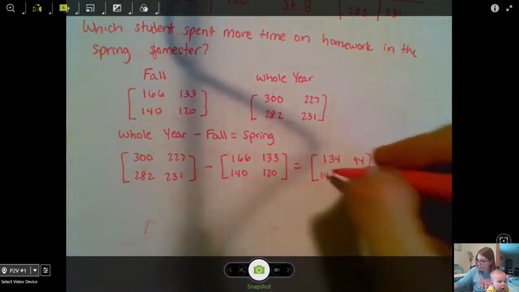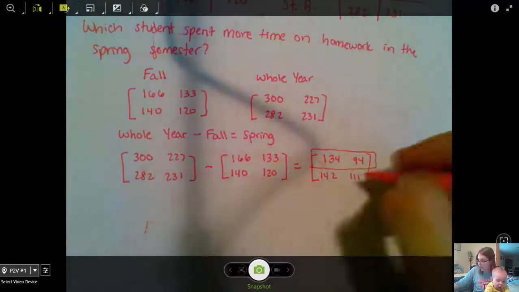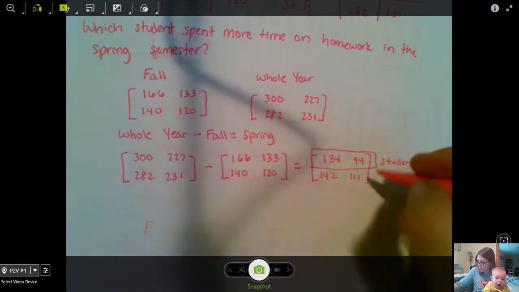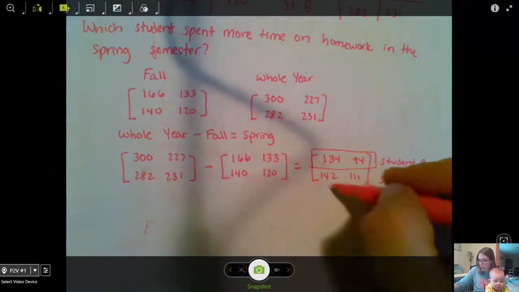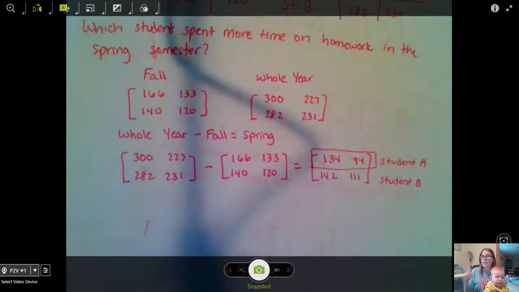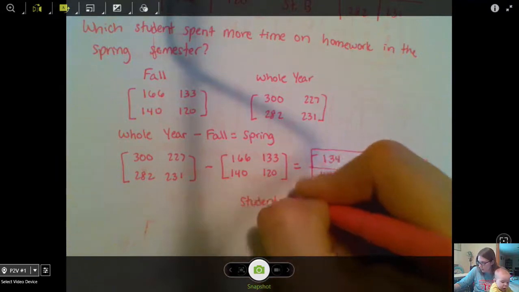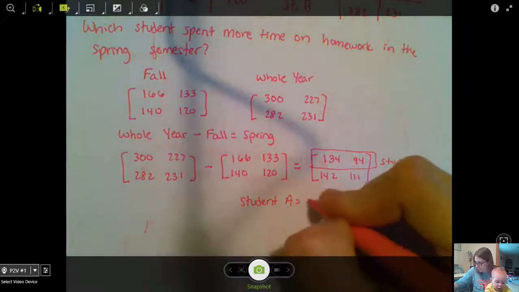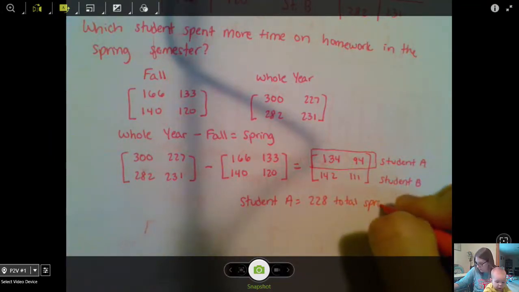Okay. So these top two numbers represent the number of hours student A spent on math and on science. And this bottom row represents student B, how much he spent on math and science. So altogether, student A spent 134 plus 94 hours. It's 228 total hours in the spring.